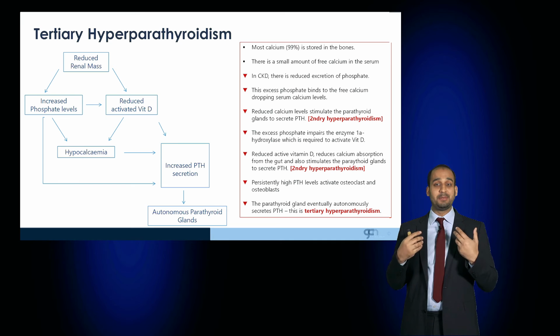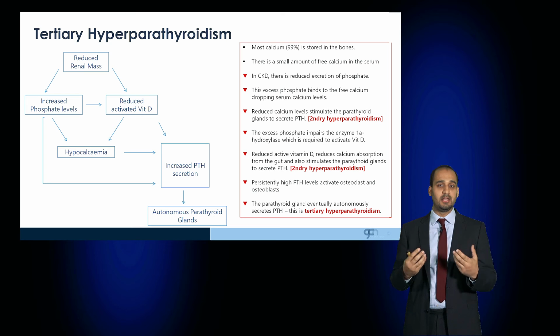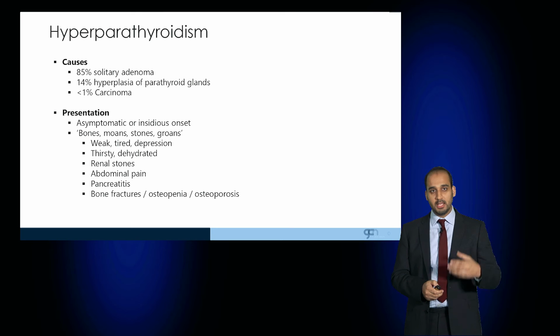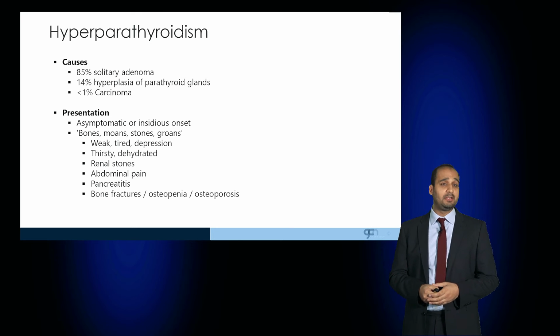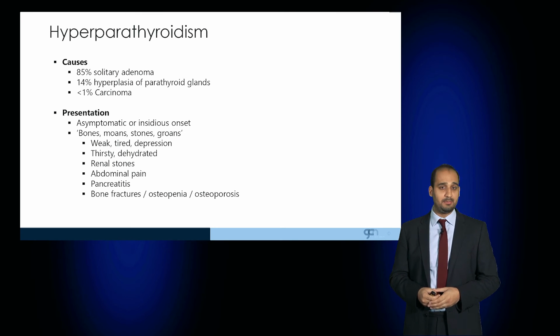Chronically, these persistently elevated levels of PTH activate osteoclasts and osteoblasts, and in turn, the glands start to become autonomous in their secretion of parathyroid hormone. Hyperparathyroidism can be caused by a solitary adenoma or hyperplasia of all of the glands. The presentation is related to the symptoms of hypercalcemia.